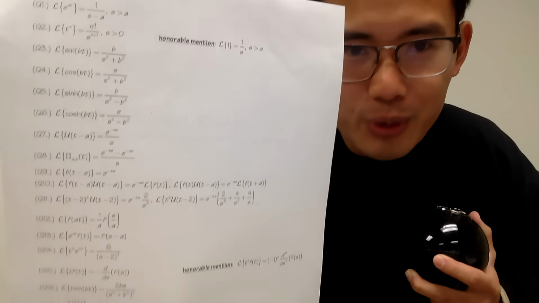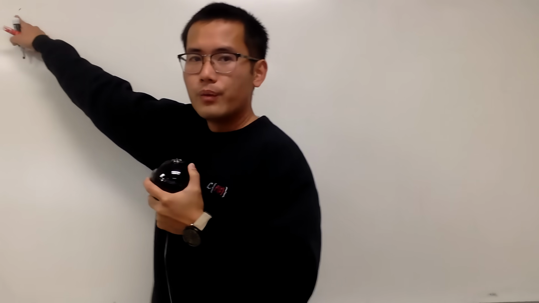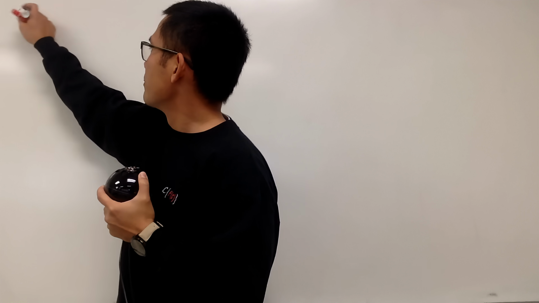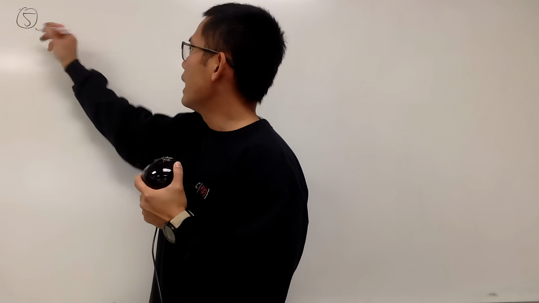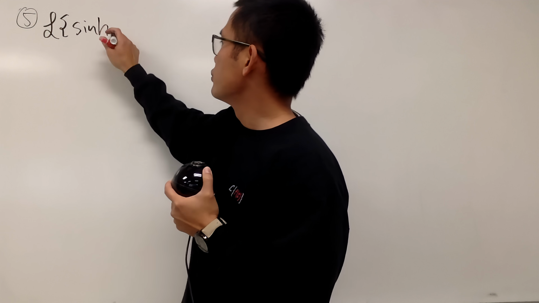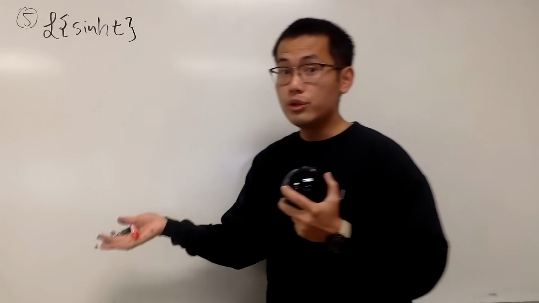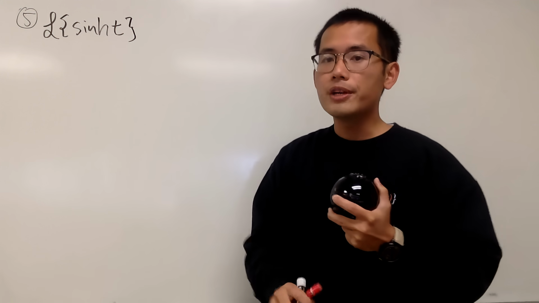Now, what's the next one? Ooh, remember the sinh and cosh, which is like the knockoff version of the sine and cosine. Anyway, here we go. Number 5 and number 6. Let me just write that down. Number 5. We have the following: the Laplace transform of sinh t, which is the hyperbolic sine function.